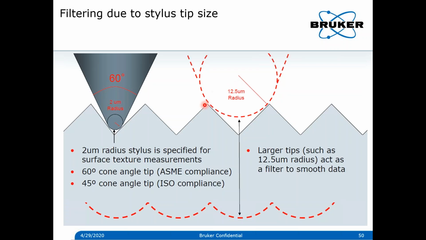This is an extension of the earlier discussion. If you have a 2 micron radius stylus with a 60 degree angle, then it can trace the depth very well. But if you have a 12.5 micron radius stylus and a surface something like this, then you will get a more convoluted figure, something like this, which will never be a representation of the surface.